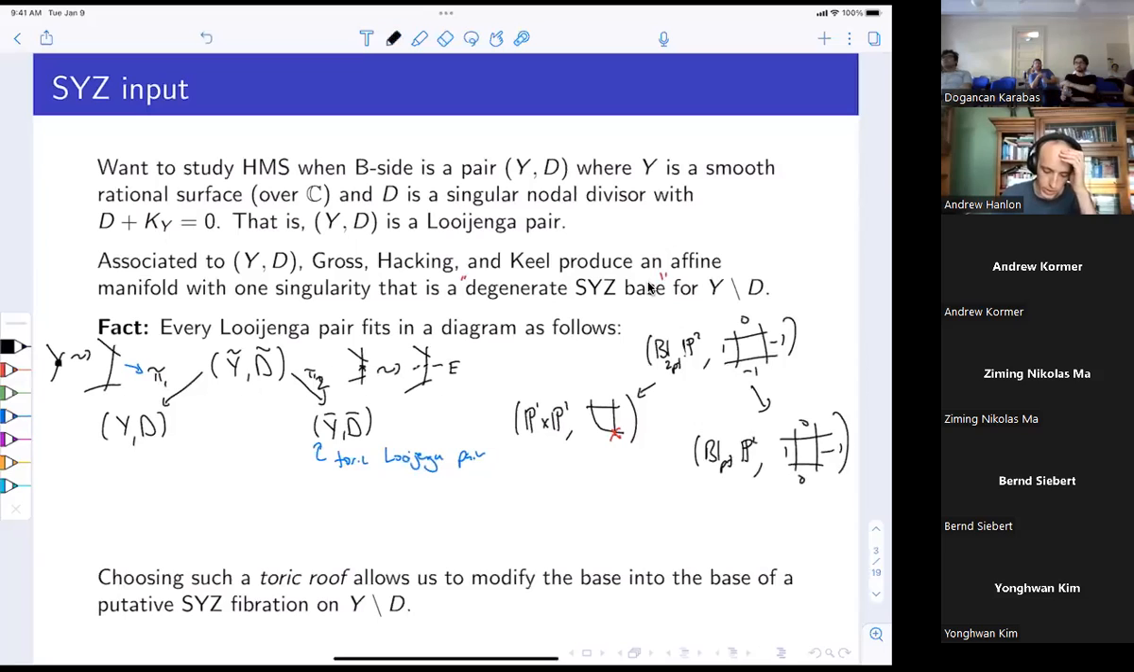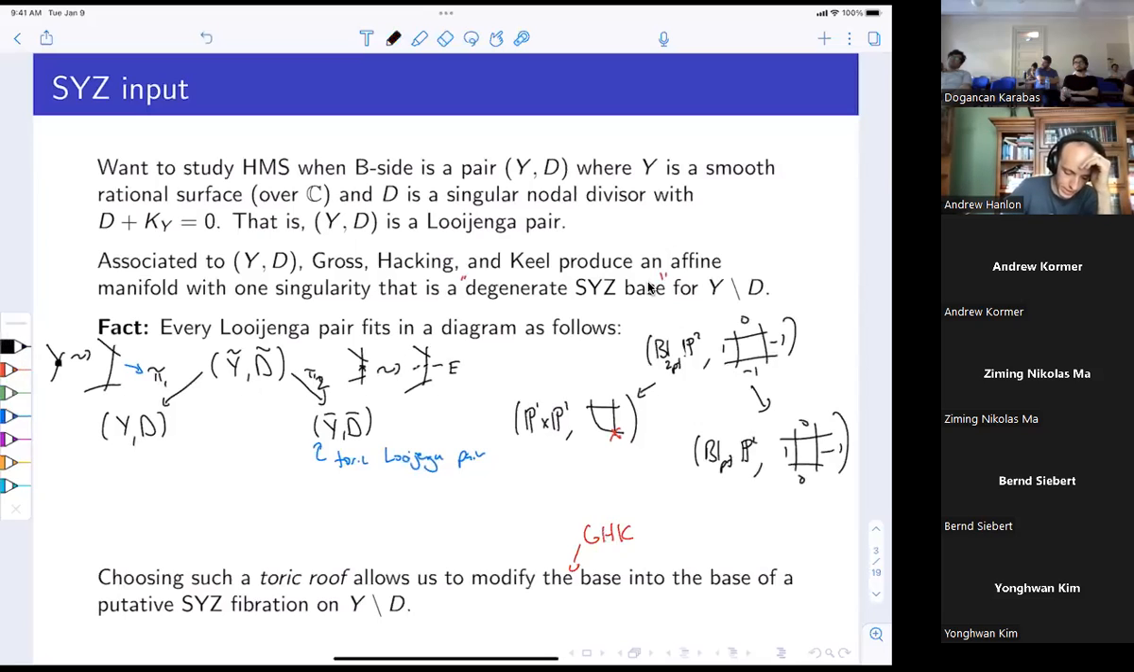Okay, so as other people have done, when you choose such a toric roof, which is what I'm going to call this data, this allows you to modify the base. That allows you to modify this GHK base, into the base of a putative SYZ fibration on Y D.